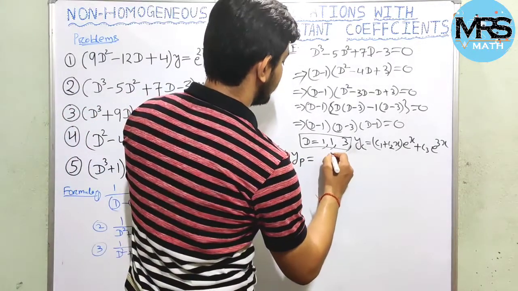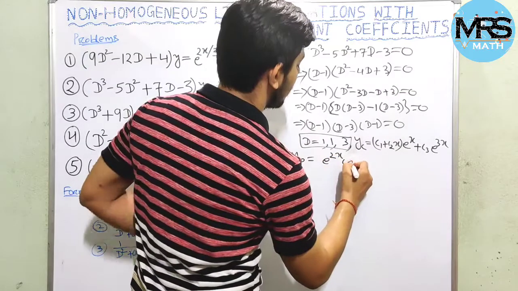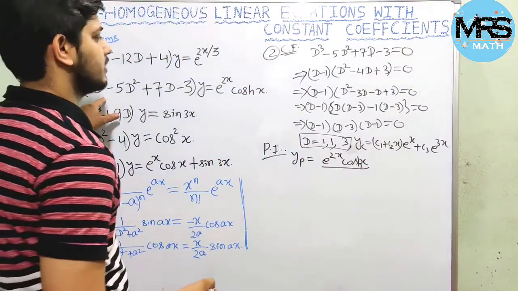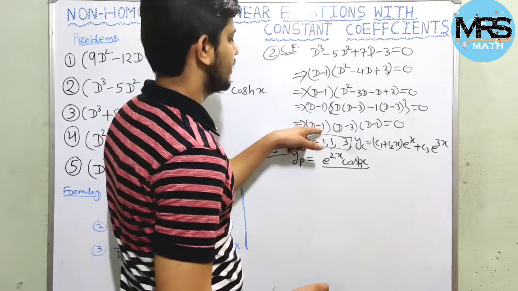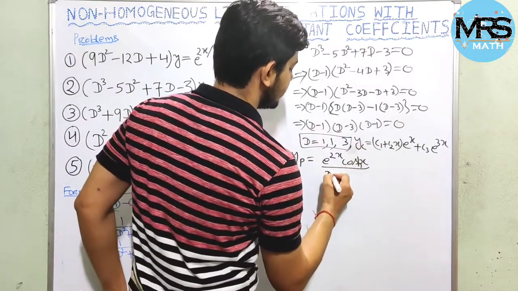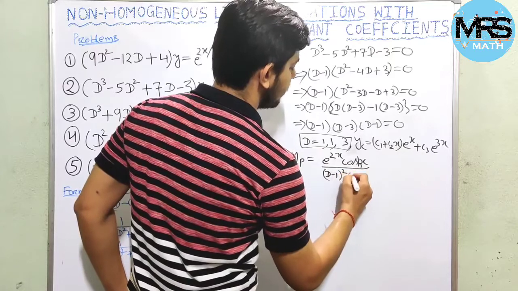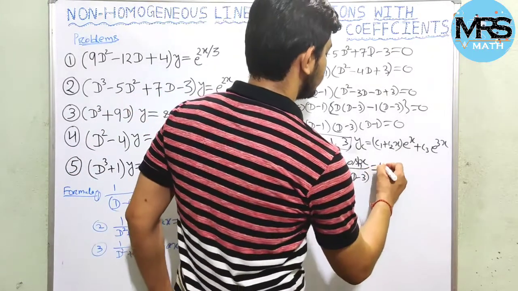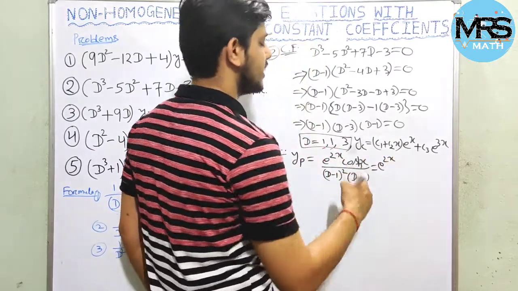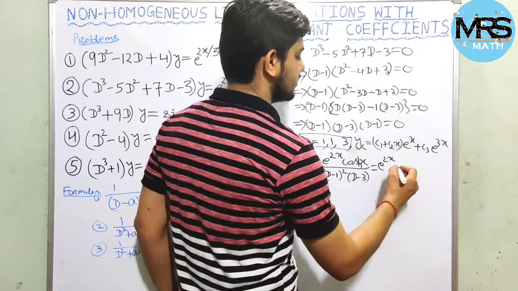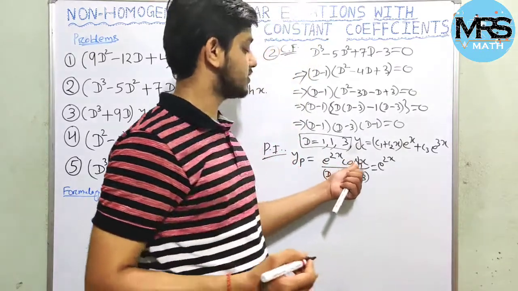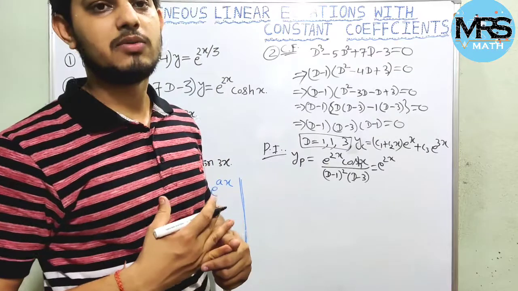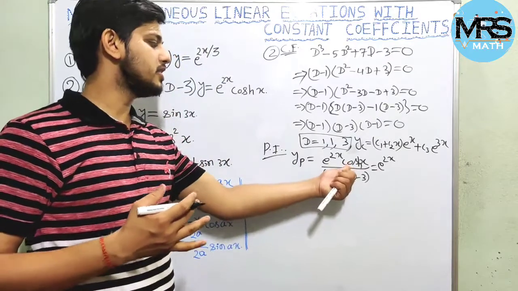So that is e to the power 2x cos hyperbolic x divided by this one, right? In the factor way, we can write this as d minus 1 whole square into d minus 3, correct? Which is equal to e to the power 2x into cos hyperbolic x. So what is the formula? How can we do this cos hyperbolic? We have to first convert it to exponential function, right? Easily we can do that because we know the formula.